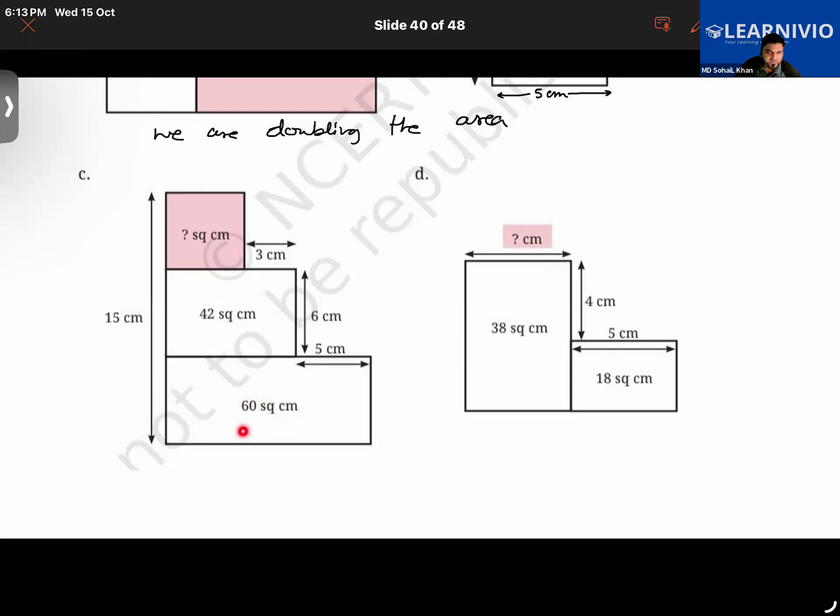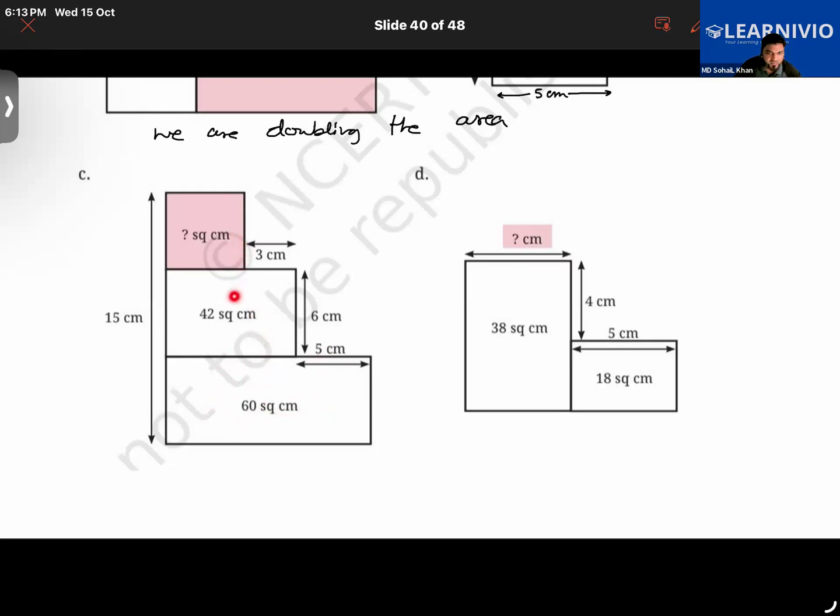Let's start from this side. See, area is given as 60 square centimeter. Further, the length and breadth of this is not given yet. It is a rectangle also. Good. Now I want to look at the following things.